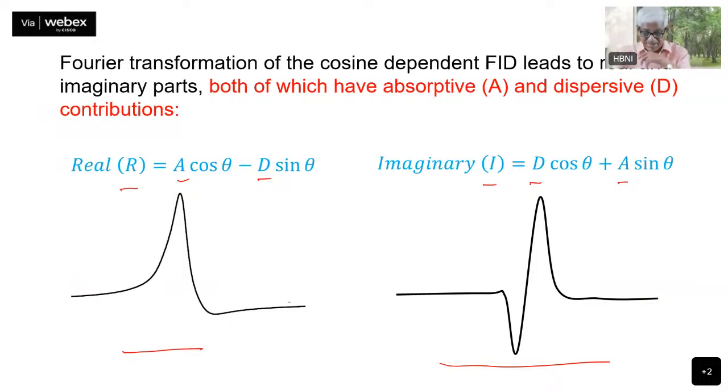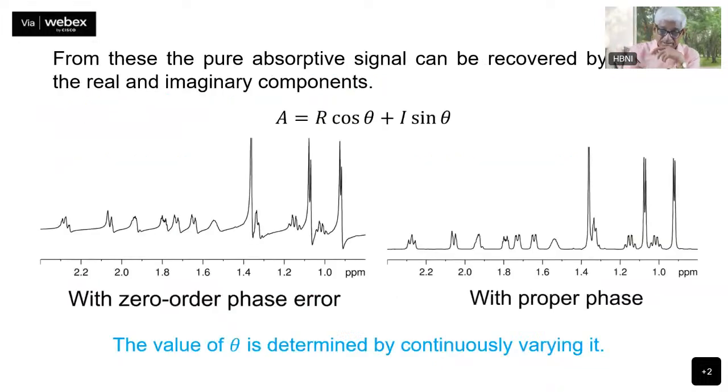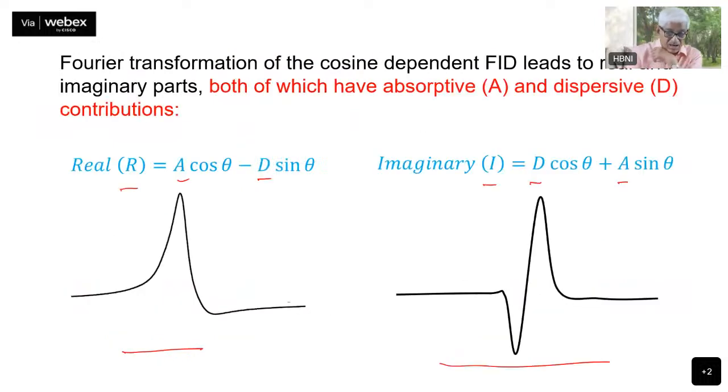You multiply this as indicated here. R is multiplied by cosine theta and I is multiplied by sine theta. You need to have both of these. R multiplied by cosine theta, what do you get? A cosine square theta minus D sine theta cos theta. And multiplying the imaginary part by sine theta, what do you get? D cosine theta sine theta plus A sine square theta.